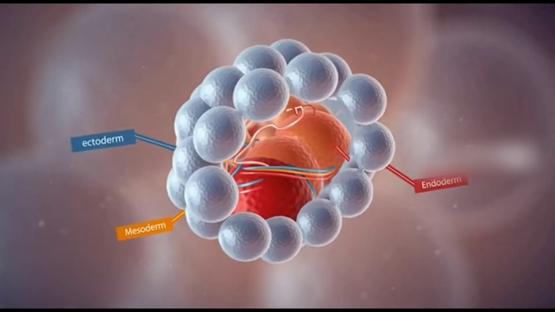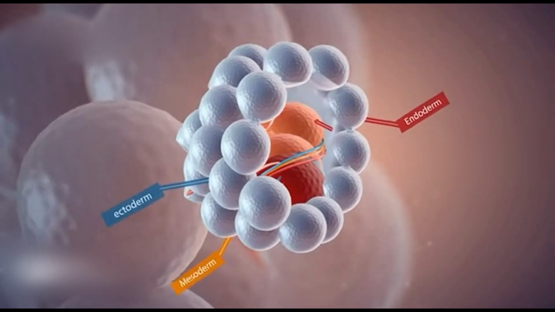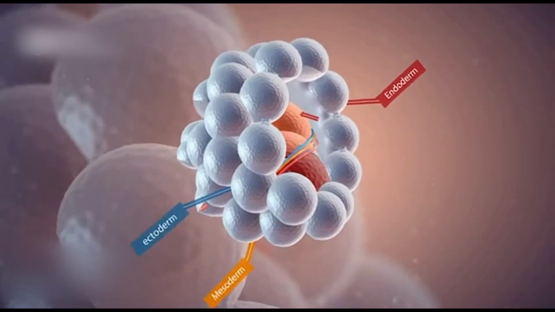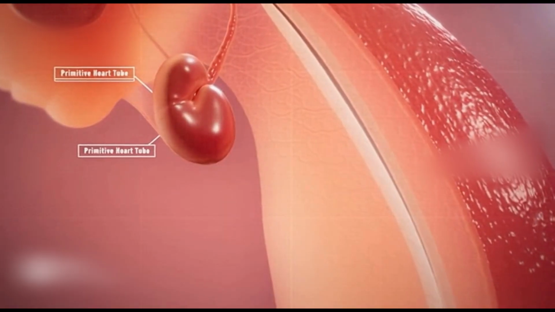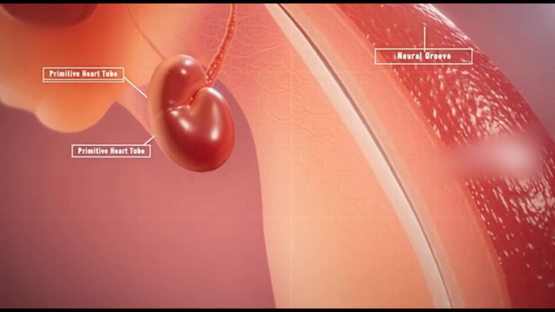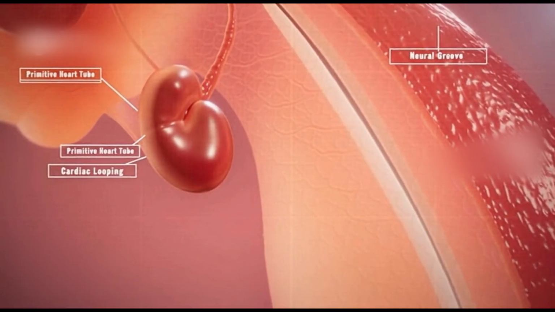The outermost cells spread across the surface, forming the ectoderm, shown here in cool blue. Beneath them, a second wave of cells moves inward and between, generating the mesoderm in orange. Here, at just over 3 weeks of development, the primitive heart tube has begun to beat. Its rhythmic contractions drive the first flows of blood through the early embryo.